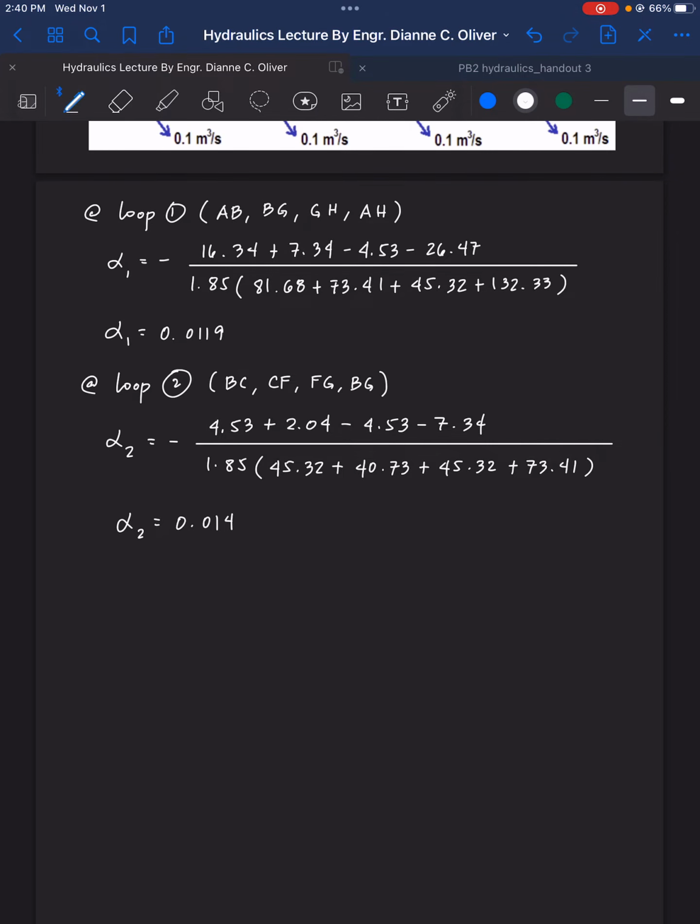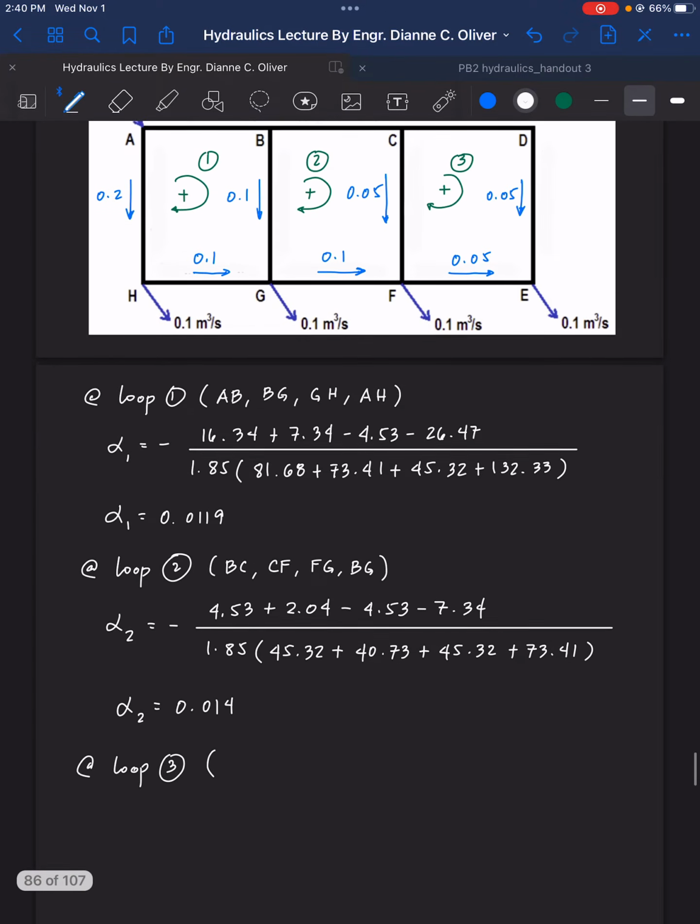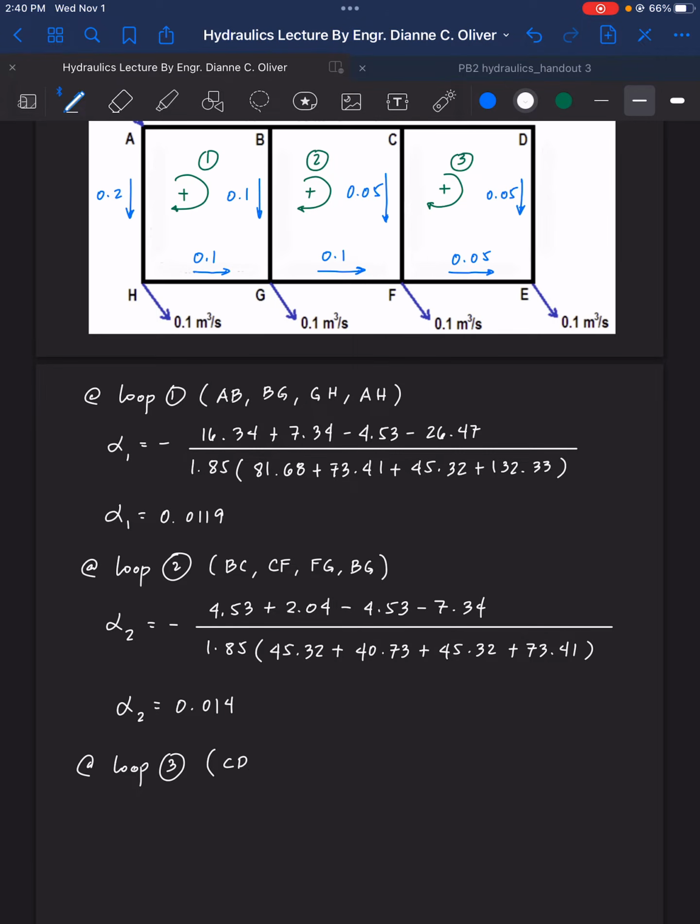0.014. Next, at loop number 3, the pipes we are concerned with are CD, DE, EF, and CF.